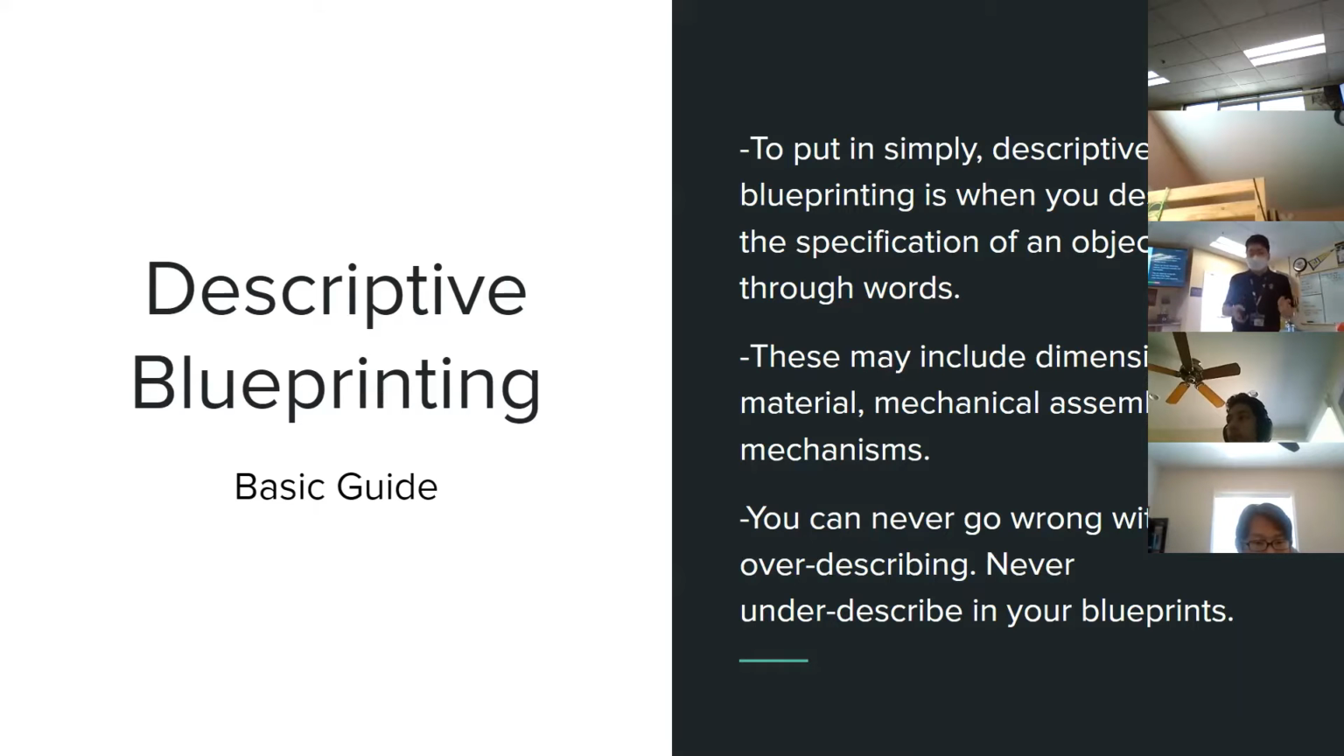Now, you can never go wrong with over describing. Kind of like your AT questions, you never underwrite, you always overwrite. So please don't worry about whether this information is necessary. Even if it's unnecessary, I want you to put it down. So basically, descriptive blueprinting is like there's an object and you write down as much detail as possible. That's the in a nutshell view.